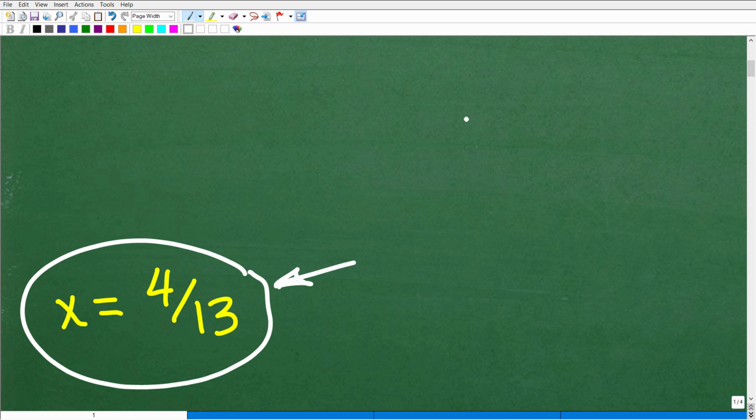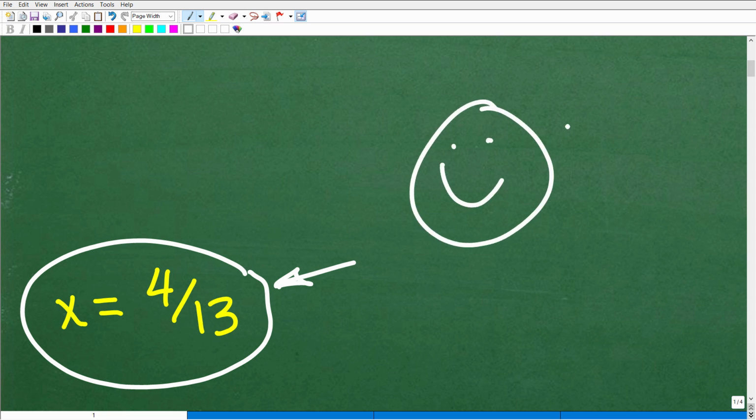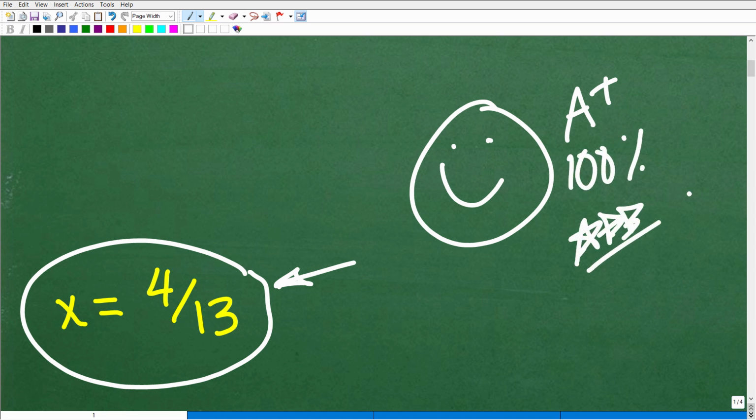But if you got this right without the aid of a calculator, you definitely deserve a nice little happy face and A plus, a 100%, and multiple stars so you can tell your friends and family that yes, indeed, you know how to solve an exponential equation without the aid of a calculator.